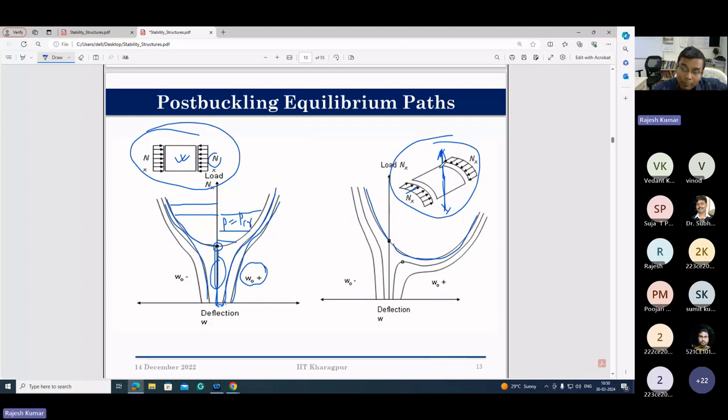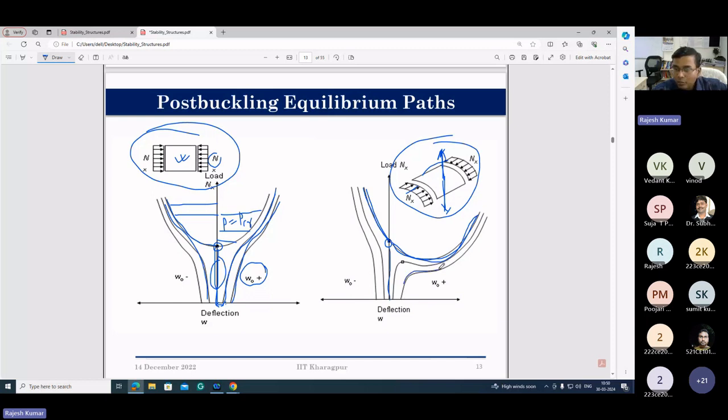But when it is completely perfect, what will happen? There are no out of plane deformations. From here to here, we'll go straight up to bifurcation. And then we go up, depending on the perturbation. If I give a perturbation in the upward direction, then we will go up in these directions. And when I give a perturbation in the downward direction, it will go like this. So this is your post-buckling equilibrium path.